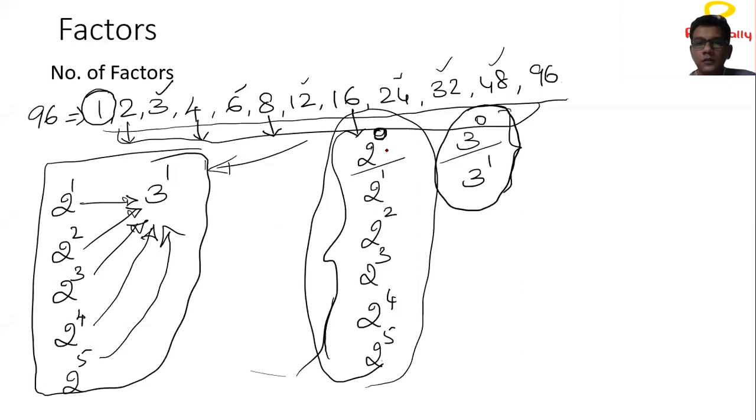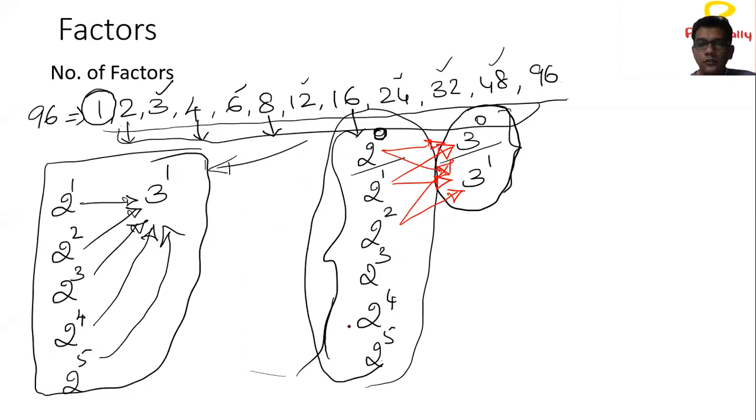2 power 0 into 3 power 0 gives me 1. 2 power 0 into 3 power 1 gives me 3. 2 power 1 into 3 power 0 gives me 2. 2 power 1 into 3 power 1 gives me 6. 2 square into 3 power 0 gives me 4. 2 square into 3 power 1 gives me 12. And thus when I start multiplying anything from the left to the right side, I am getting these factors.